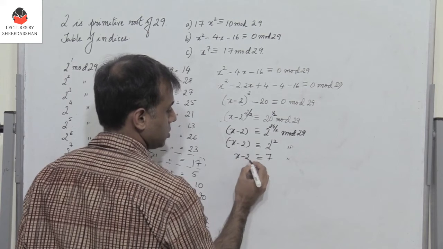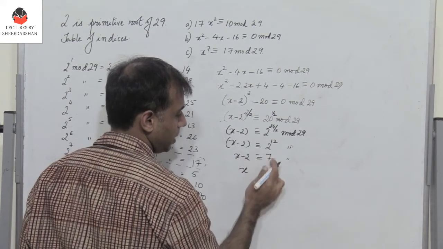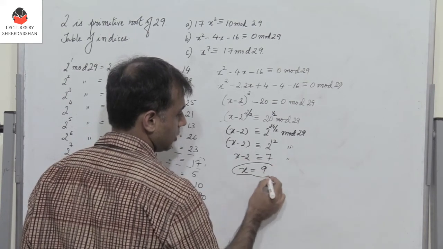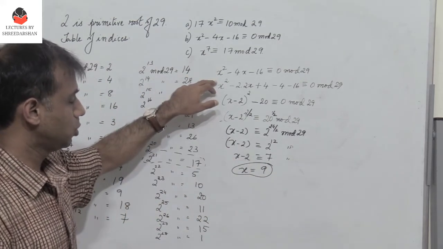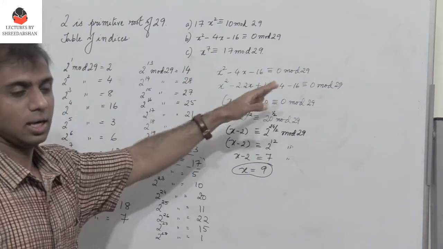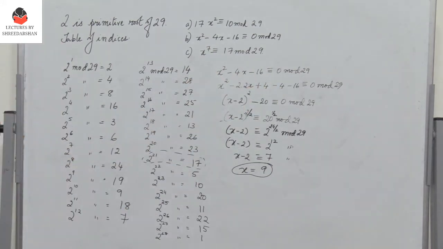And I have x minus 2. So what is x? X is 7 plus 2, which is 9. So I get the value of x as 9. So you substitute the value of x, which is 9, in this equation, and I will have LHS equal to RHS.